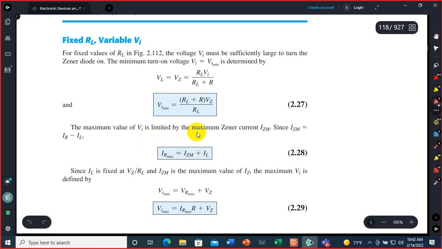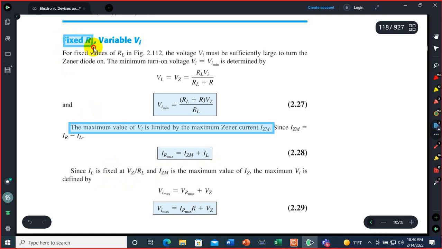The maximum value of Vi is limited by the maximum Zener current IZ. This is the key point to understand this case. Since IZM equals IR minus IL, the maximum current through the resistor R is equal to IZM plus IL. IL is fixed in this case because your resistance is fixed.